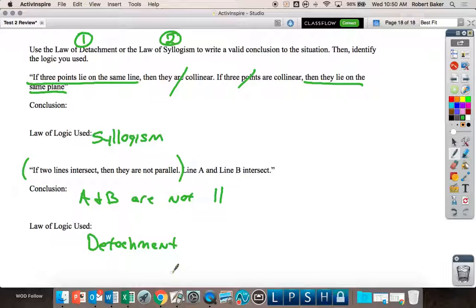Alright, the only thing in the review that's not really covered, it says the cafeteria serves tacos every Tuesday. What do you expect the cafeteria to serve next Tuesday? Tacos. What kind of reasoning is that? Inductive. Remember, inductive is patterns, deductive is facts.